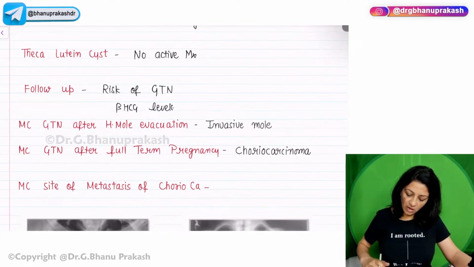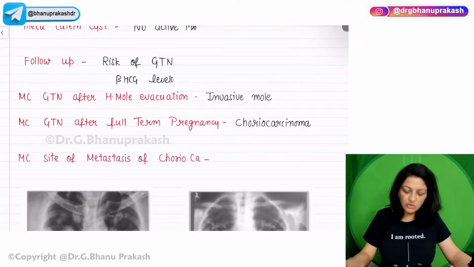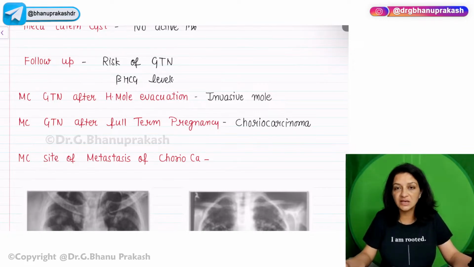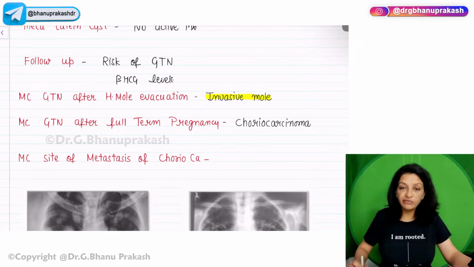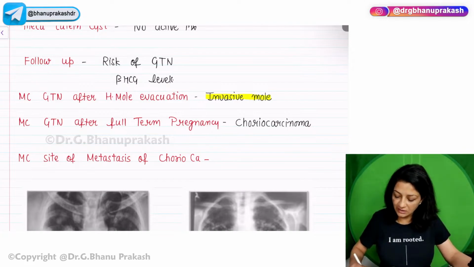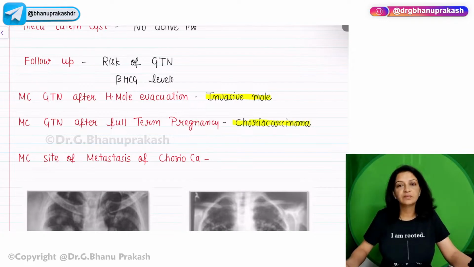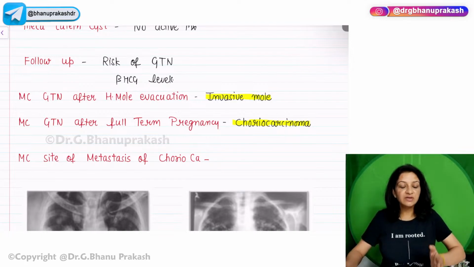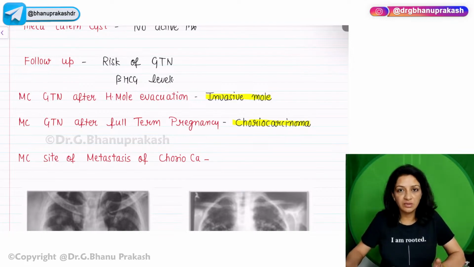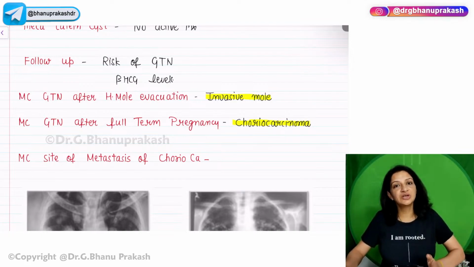So these are the one-liner questions. The most common GTN after H mole evacuation is invasive mole. And the most common GTN after full-term pregnancy is choriocarcinoma. So we will follow up the patient with beta HCG levels. If the 3 weekly reports are normal, then we will call the patient every month for 6 months.